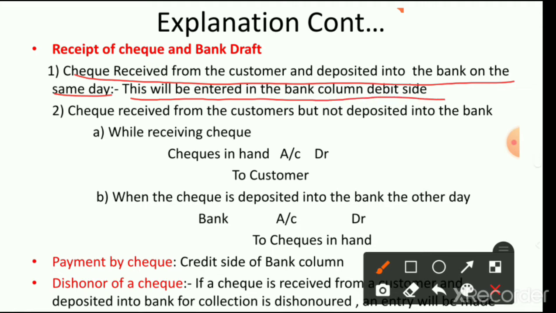So where do I have to enter? Debit side, bank column, because I received money and my bank account will increase. I told you two columns will be there, cash and bank. Just an example I am telling. Today I am receiving a check from Mohan. So in the particulars column I write Mohan. Then in the bank column I put the amount, because the same day I deposited the money.